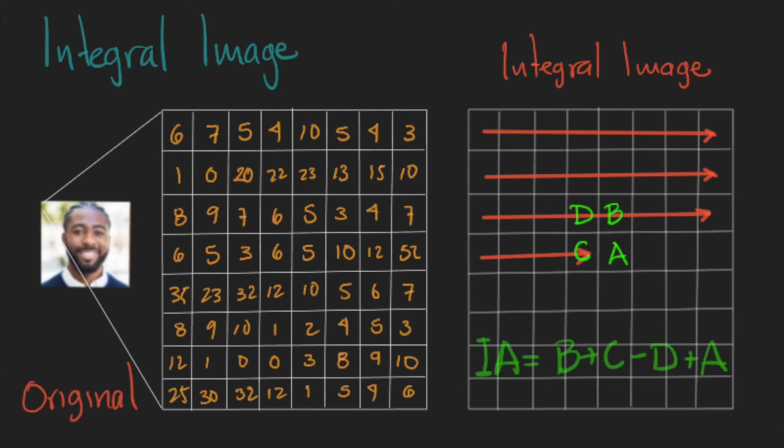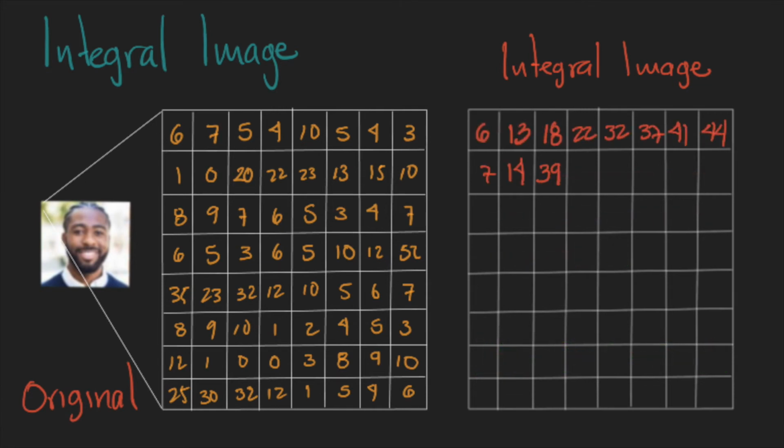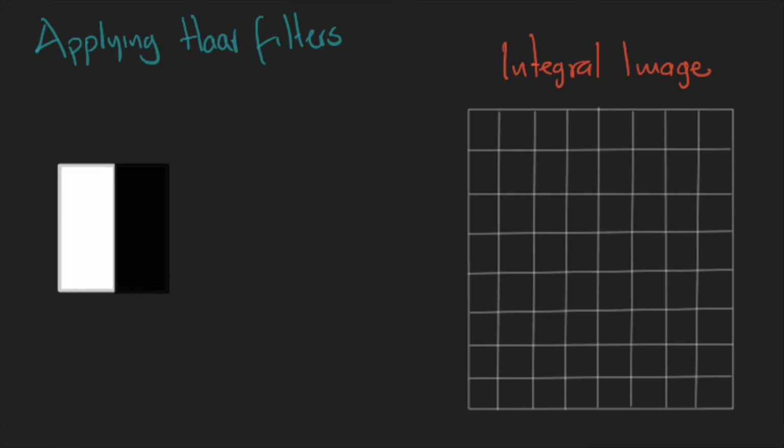So for each pixel, we can compute the integral image as A equal to B plus C minus D plus A. And we only need to do this once for each new image. Now that we have our integral image, we can apply the Haar filters. So let's take one of the simplest filters as an example. As you can see, this filter looks like an edge detector.